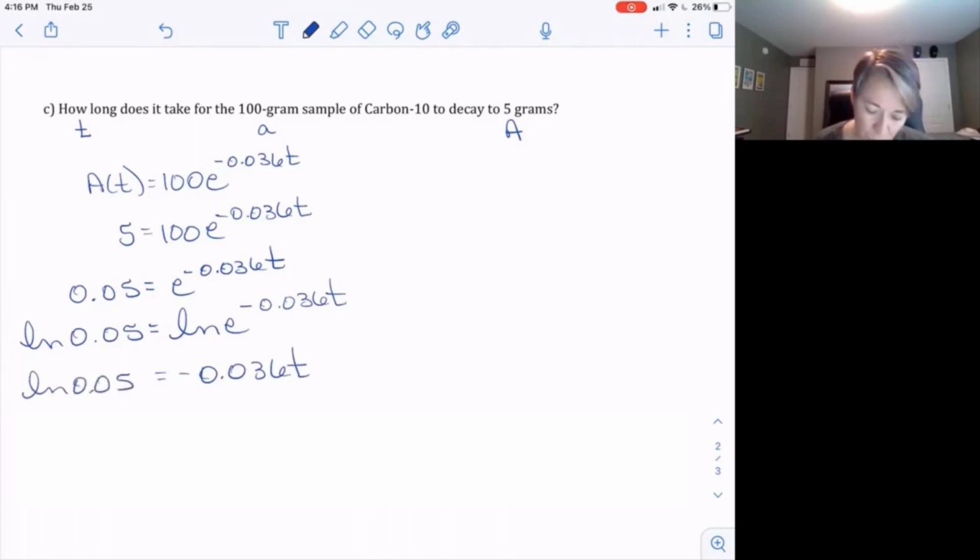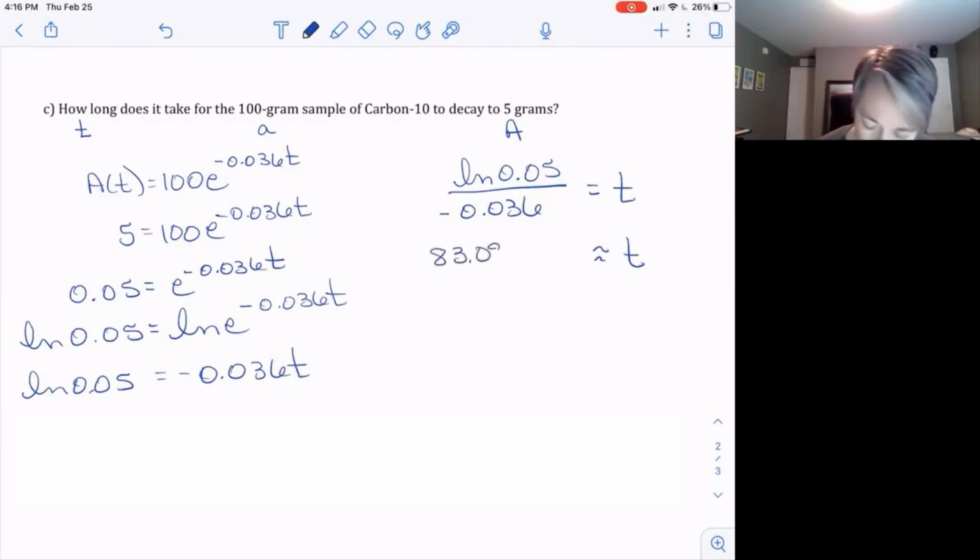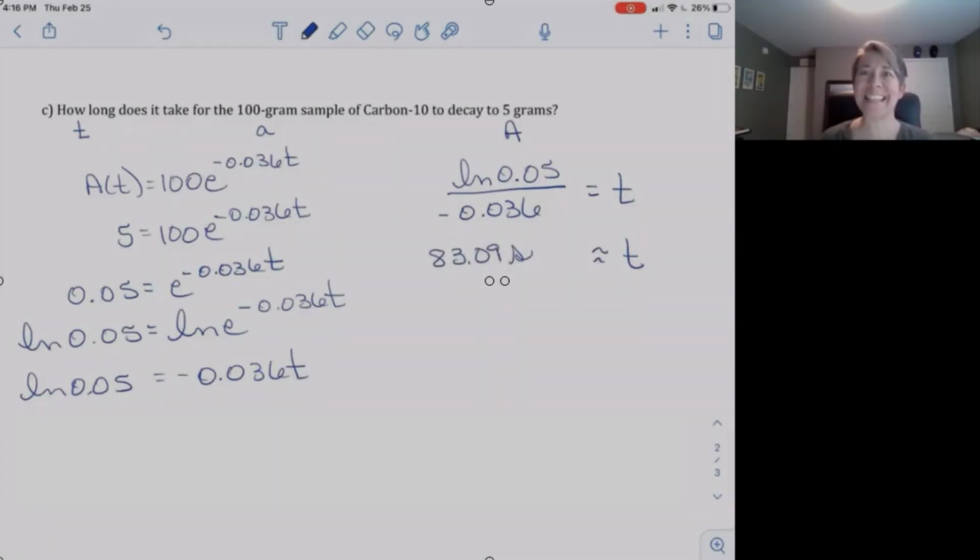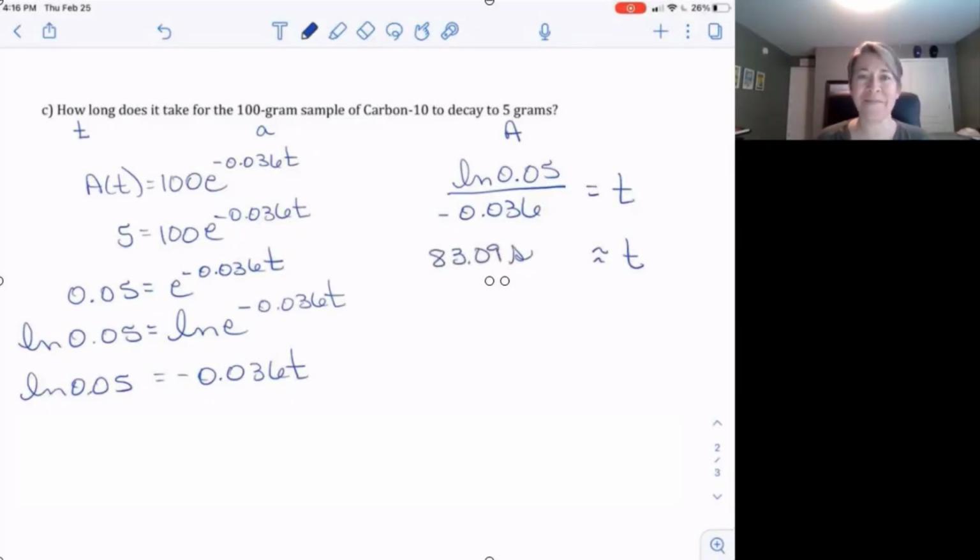And when we divide both sides by the coefficient of t, we get t equals the natural log of 0.05 divided by negative 0.036, which means t is approximately 83.09 seconds. That's it. If you have any questions, you know where to find me.